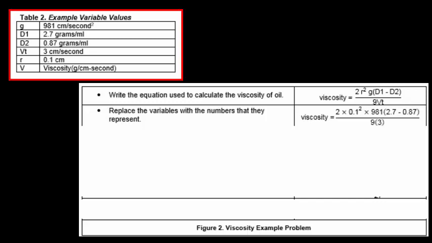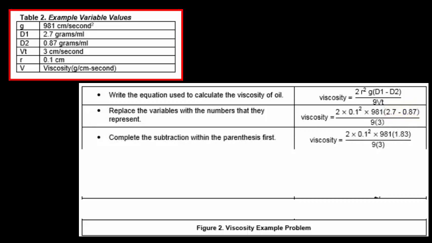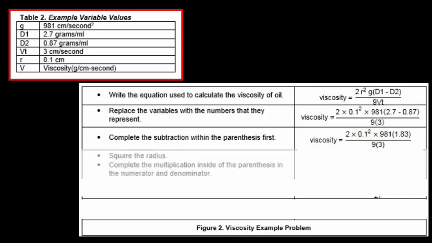Using a standard order of operations, you will complete the subtraction within the parentheses first. 2.7 minus 0.87 simplifies to 1.83. Next, you will square the radius. 1/10 squared results in 1/100th. Next, complete the multiplication of expressions in both numerator and denominator. 981 times 1.83 is 1,795 and 23/100ths. 9 times 3 is 27 for the denominator.